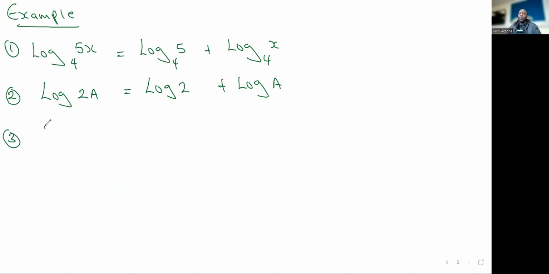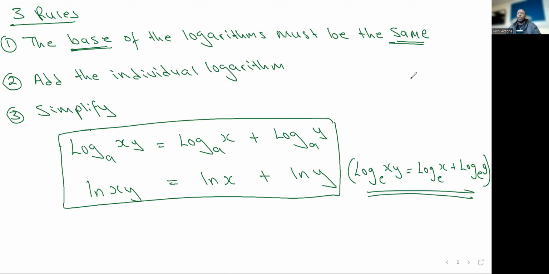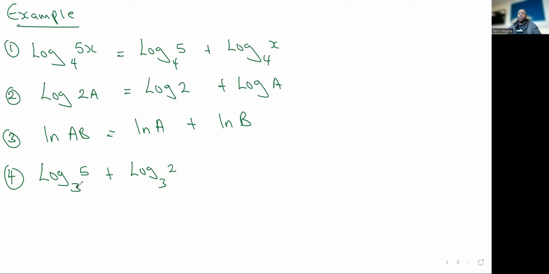So number 3, we have ln AB. It's the same thing as saying ln A plus ln what? B. Number 4, let's say we have log 5 to base 3 plus log 2 to base 3. Now, remember I told you in the rule that the base of the logarithm must be what? The same. So as you can see here, the base of the logarithm is the same. So it's going to give us log 5 times 2 to base 3. And that will give us what? Log 10 to base 3.